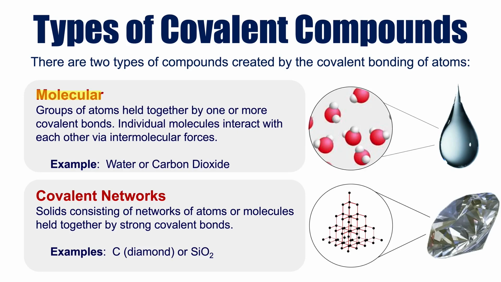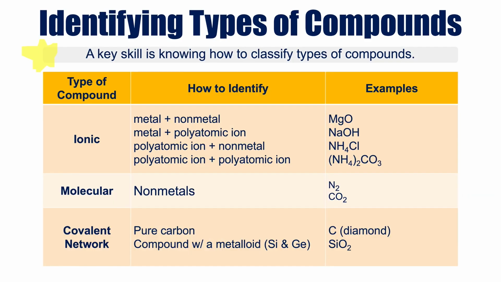The other type is what's called a covalent network compound. Examples would be diamond, graphite, and silicon dioxide, but these two types of compounds can be created when a covalent bond is formed. So a key skill moving forward is that when you're given the formula of something, you should be able to identify if it's ionic, molecular, or covalent network.